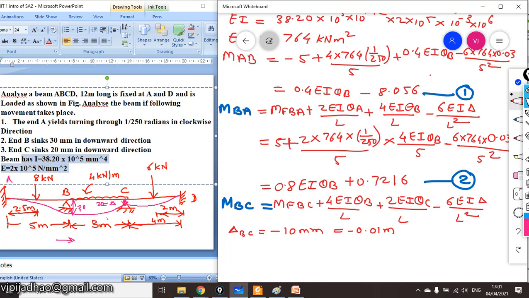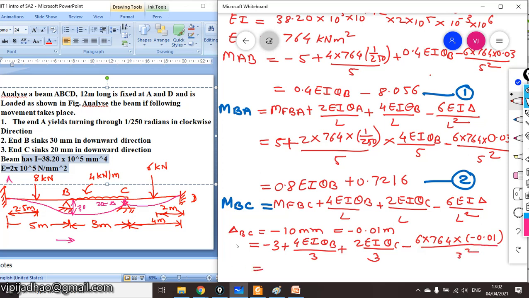Why minus? Because the left support B is sinking by 10 mm as compared with the support C, therefore minus 10 mm. Just put the values here, we will get MBC. We have already calculated the value of MFBC as minus 3 plus 4EI theta B divided by L, which is 3 meter, plus twice EI theta C divided by 3 meter, minus 6 times EI, which is 764 kilonewton meter square, into delta, which is minus 0.01, divided by 3 square.